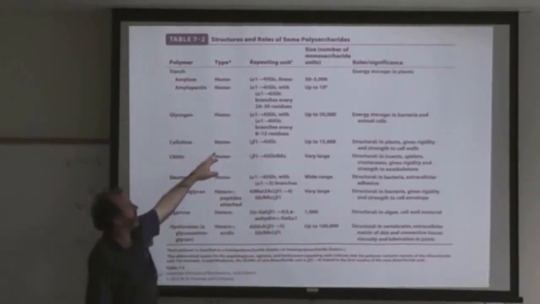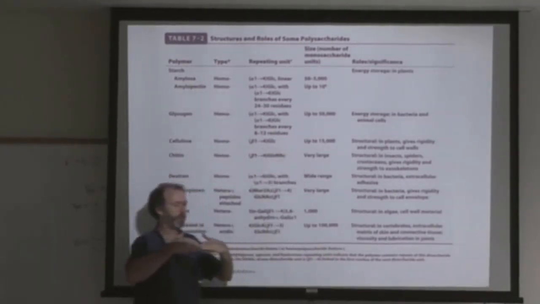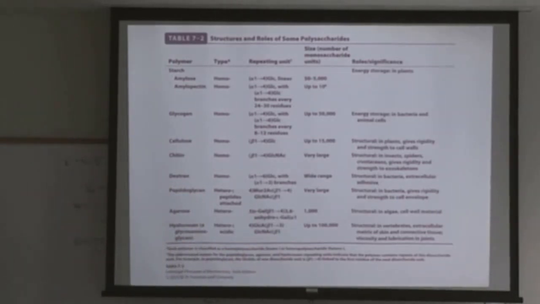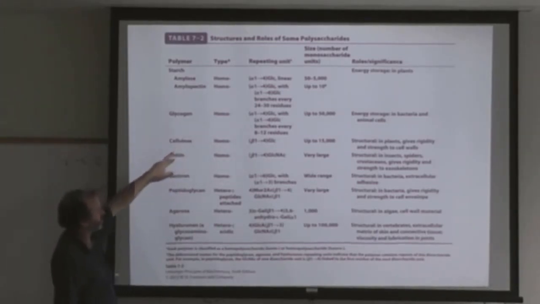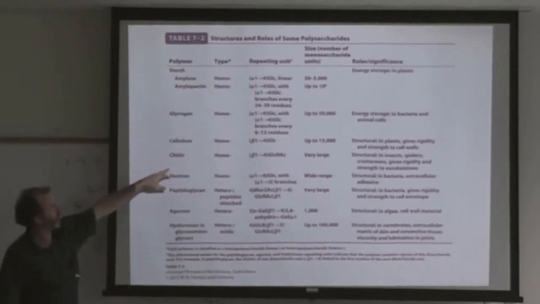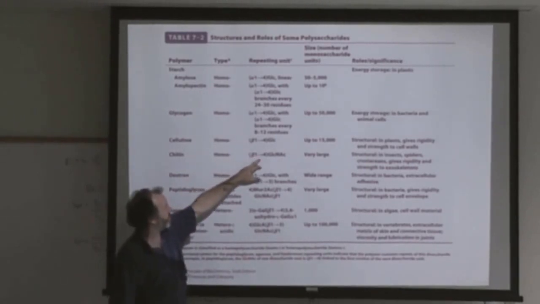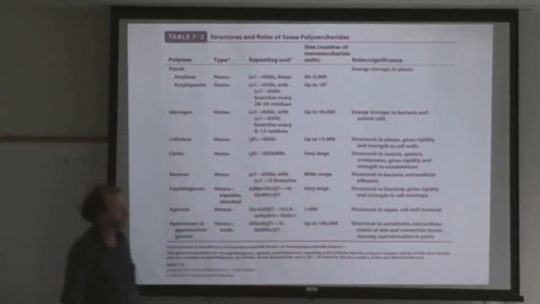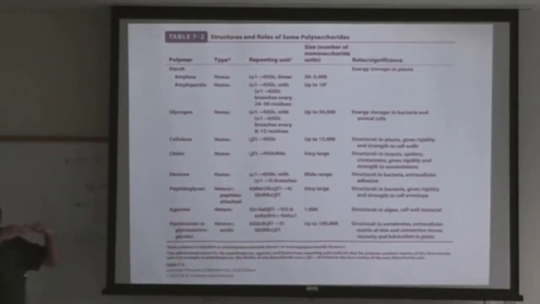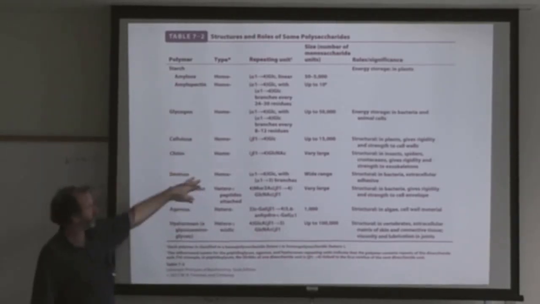Cellulose is a homopolymer of glucose, beta 1 to 4, which alters it from a helical shape to a linear shape, making it very strong via the interchain and intrachain hydrogen bonds that you get, and it's structural in plants, giving rigidity and strength to the cell walls. Chitin, again, is a very large homopolymer of beta 1,4 N-acetyl glucose. It gives structure, and it also has a linear form. So you get interchain and intrachain hydrogen bonding to form the exoskeletons.